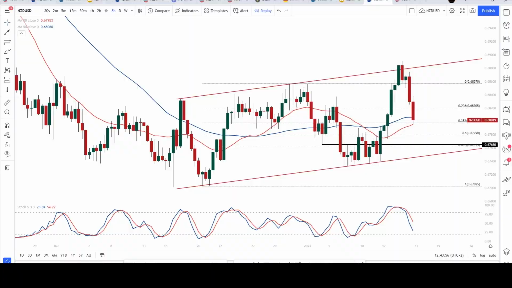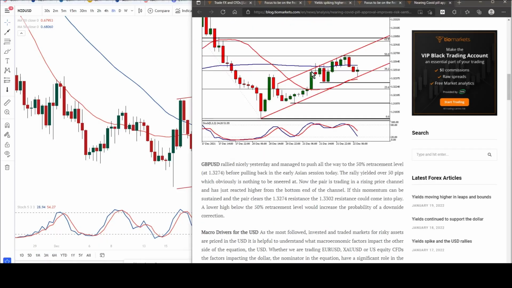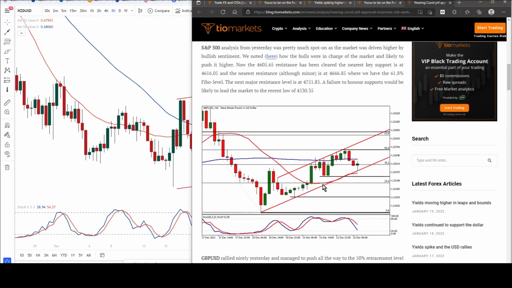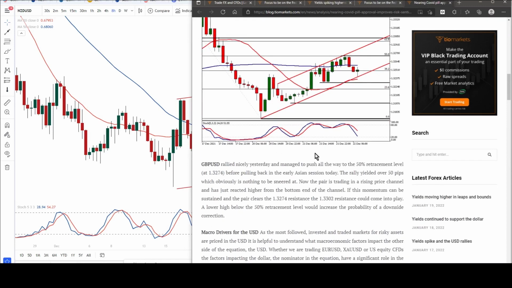Then there was this very successful cable analysis. This was on 22nd of December, and actually the market rallied over 400 pips from these levels, and we followed our cable higher and traded the market higher. So that was really nice. It was a great setup. So let's go and take a look at what was going on here.